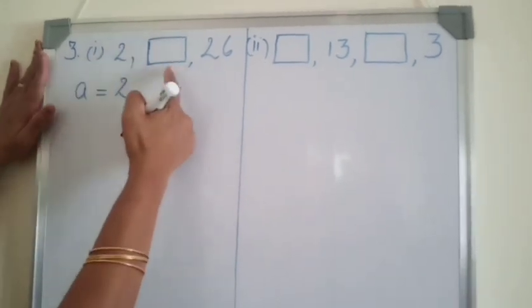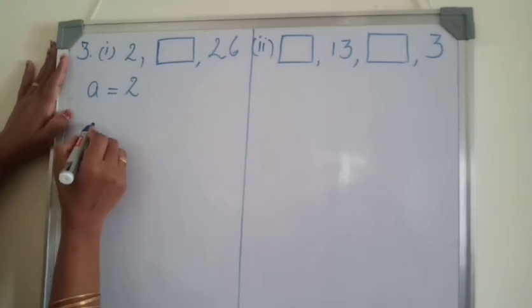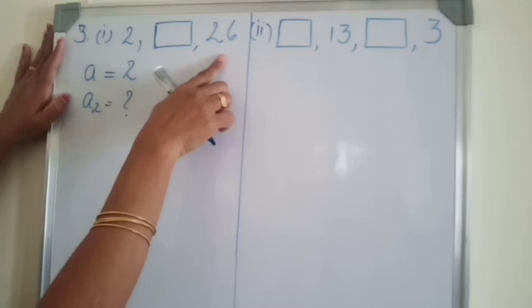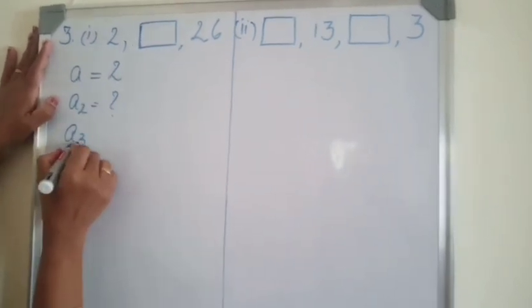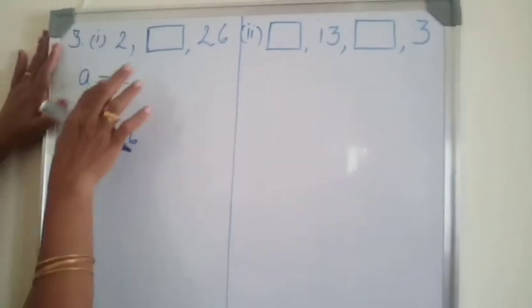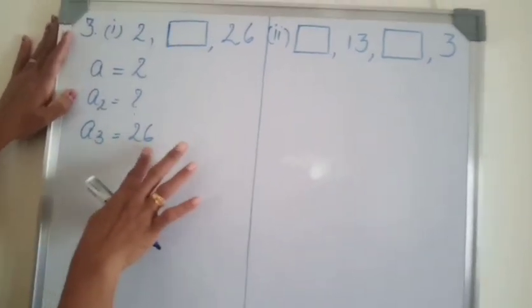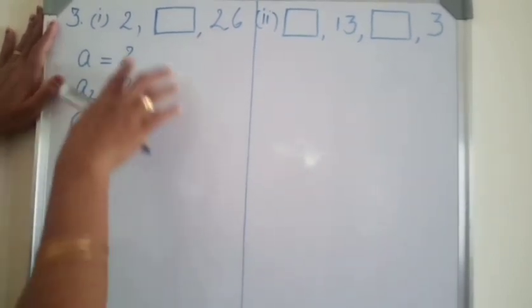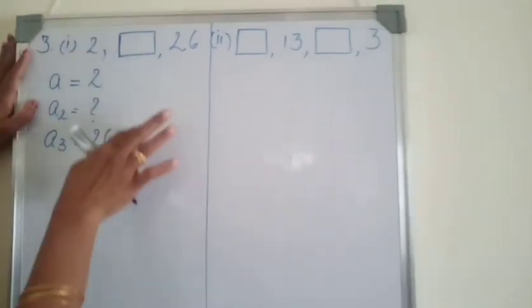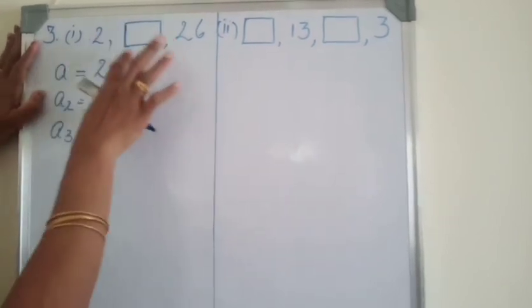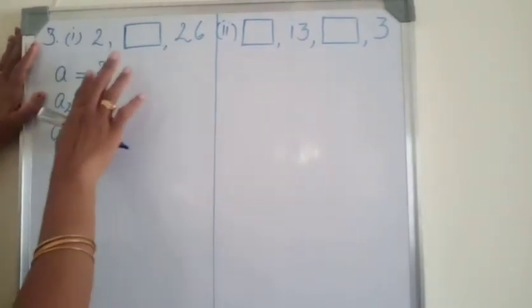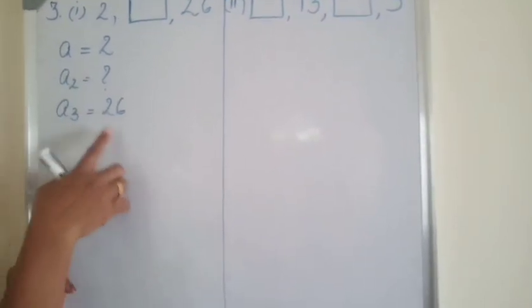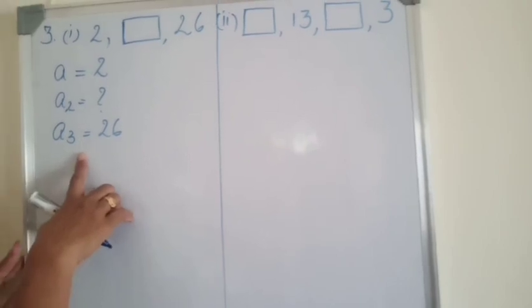So the next box is second term. So we wanted to find out the second term, A2. This is third term. 26 is the third term. So A3 is 26. So first term of the AP is given. Third term of the AP is given. We have to find out the second term. We all know that if the first term is given and the common difference we know, first term plus common difference is the second term. But common difference is not given. So instead of that, they had given only the third term. So from this third term, we have to find out the common difference.